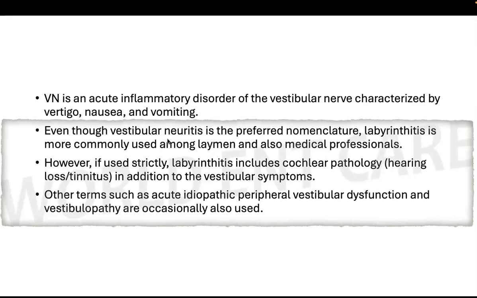Now, vestibular neuritis is an acute inflammatory disorder of vestibular nerve characterized by vertigo, nausea, and vomiting. And even though vestibular neuritis is preferred nomenclature, labyrinthitis is more commonly used among laymen and also medical professionals. However, if used strictly, labyrinthitis includes cochlear pathology that has hearing loss and tinnitus in addition to vestibular symptoms, and other terms such as acute idiopathic peripheral vestibular dysfunction and vestibulopathy are occasionally also used.